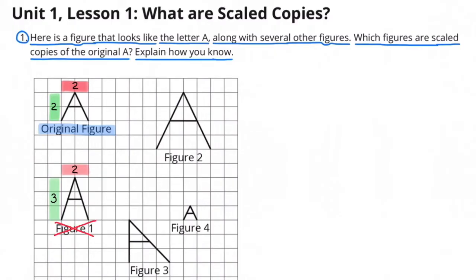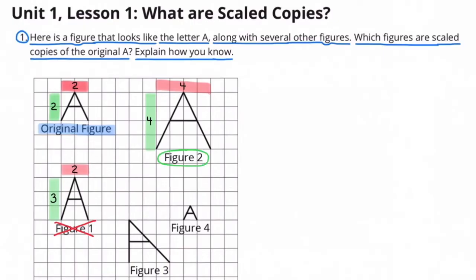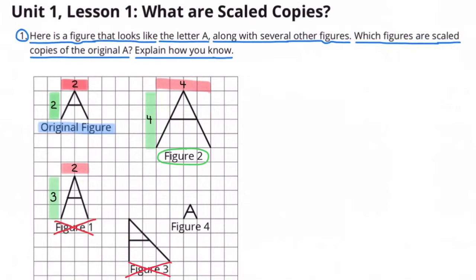Let's take a look at figure number 2. Its height is 4 units and its width is 4 units. So yes, that is a scaled copy of the original figure. Let's take a look at figure 3. Figure 3 is not symmetrical like the original figure, so that is not a scaled copy.